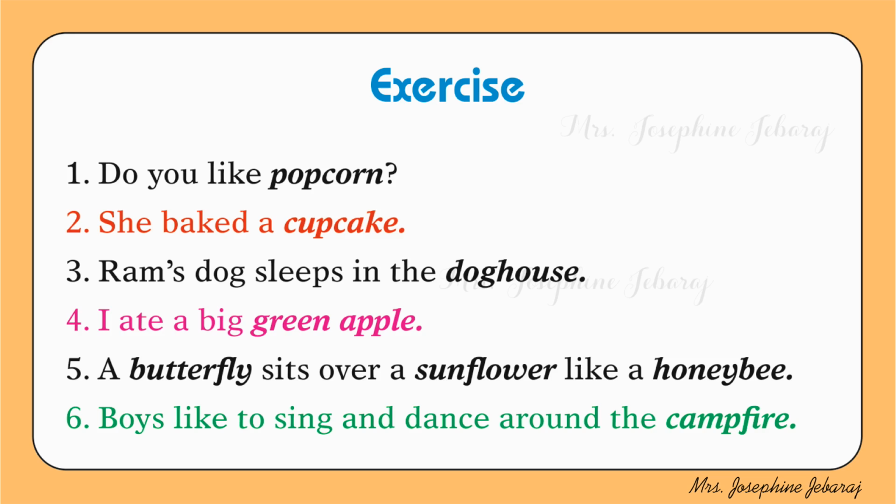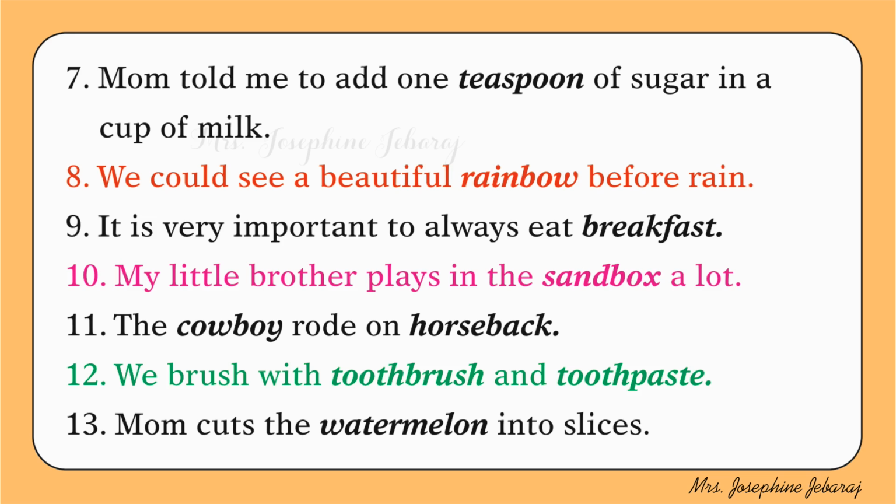A butterfly sits over a sunflower like a honeybee. In this sentence, we have more than one compound word. Let us see. Butterfly, sunflower, honeybee. Number 6. Boys like to sing and dance around the campfire. What is the compound word? Yes, it is campfire. Mom told me to add 1 teaspoon of sugar in a cup of milk. The compound word is teaspoon.